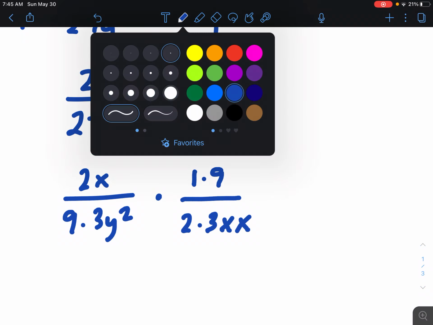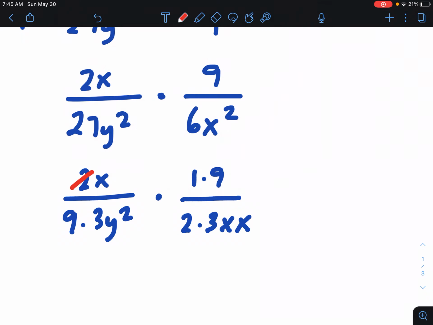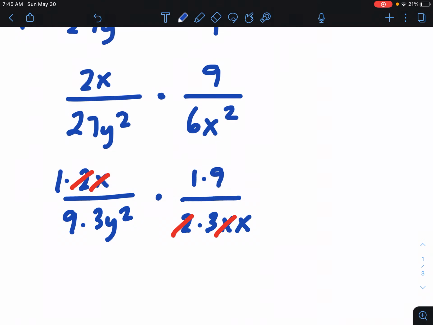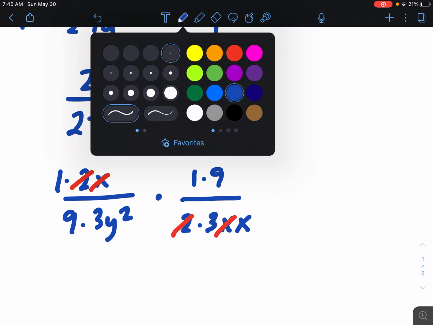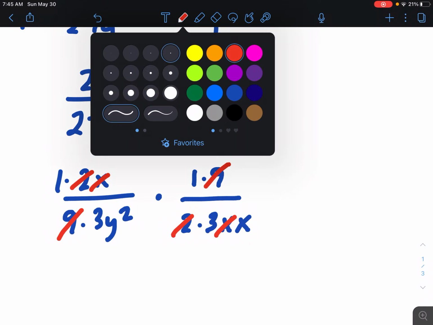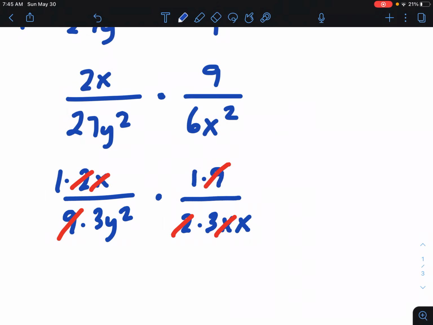So I'm going to go ahead and cancel everything I can here. I'm going to start with the 2, and one of the x's here. And now this is one where I probably should have written the times 1 as well, if you're one of those forgetful folks. And then let's see here. What else can I cancel? I can cancel the 9. And that's it. So I'm going to go ahead and multiply across now.